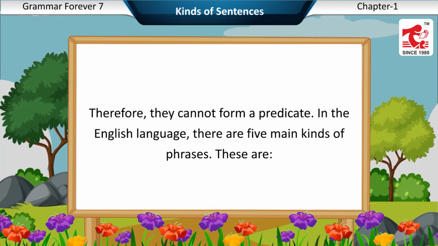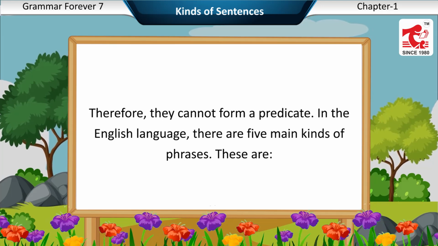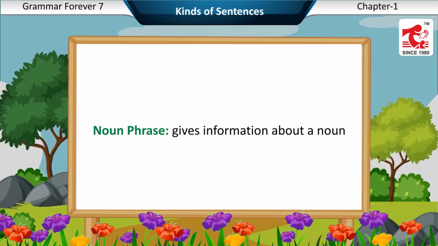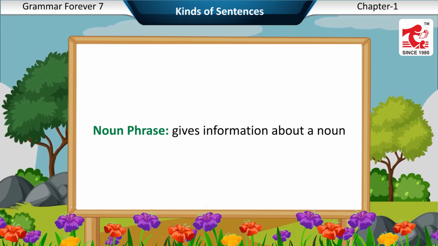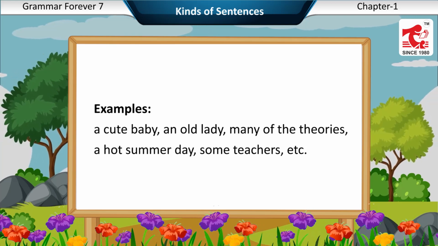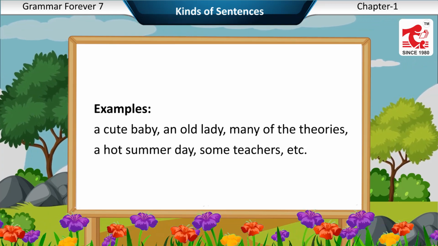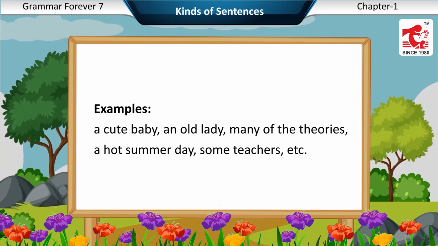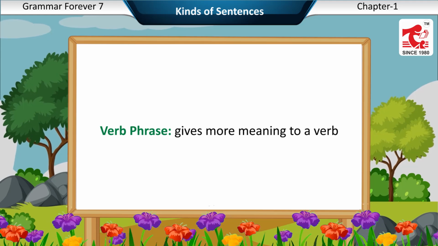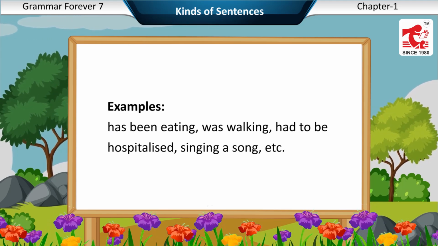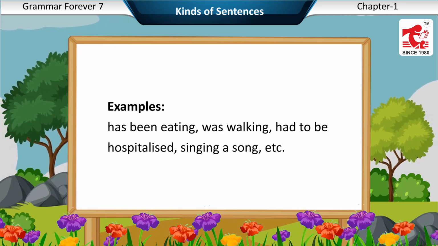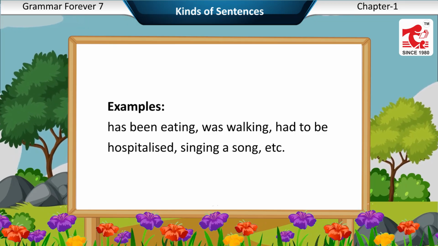In the English language, there are 5 main kinds of phrases. These are: Noun phrase. Gives information about a noun. Examples: a cute baby, an old lady, many of the theories, a hot summer day, some teachers, etc. Verb phrase. Gives more meaning to a verb. Examples: has been eating, was walking, has to be hospitalized, singing a song, etc.